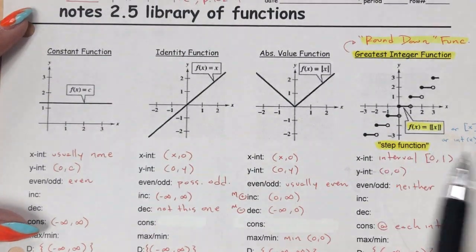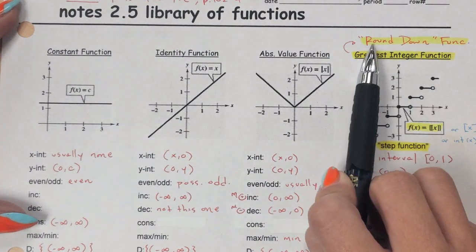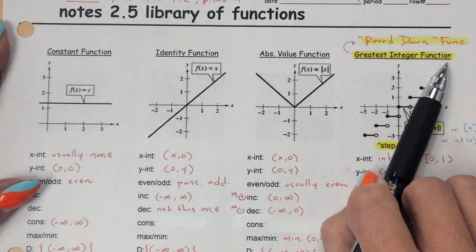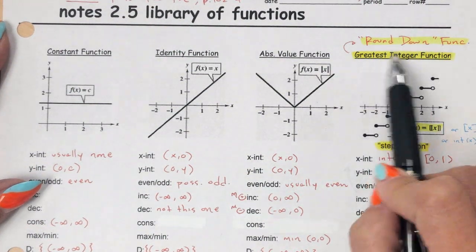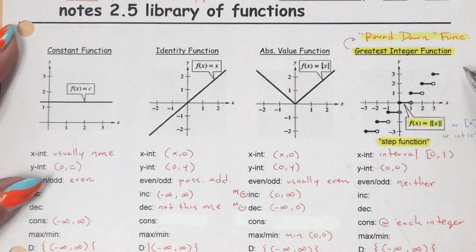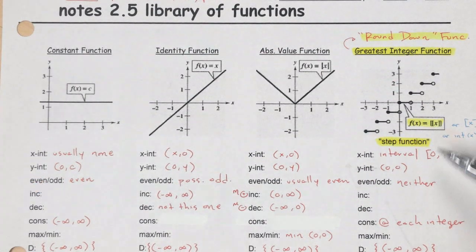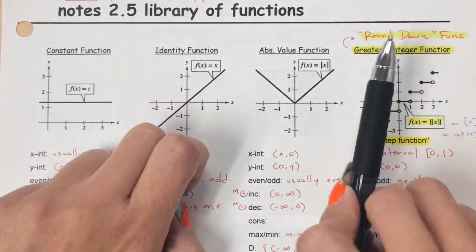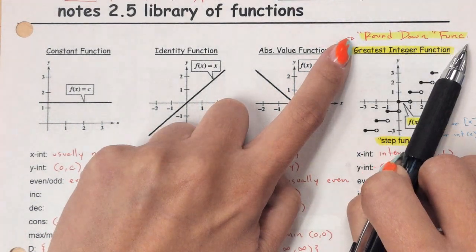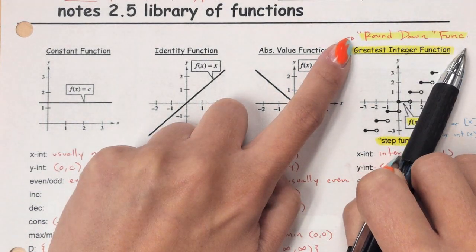So this one right here, the round down function, the greatest integer function, the name is either one, okay? We also call it a step function because look what it looks like. It looks like a bunch of steps, right? So I'm going to explain how come it's a step function, why is it called a round down function, but go ahead and highlight, and then also go ahead and write that this is also called a round down function, which is really helpful when you're drawing it.